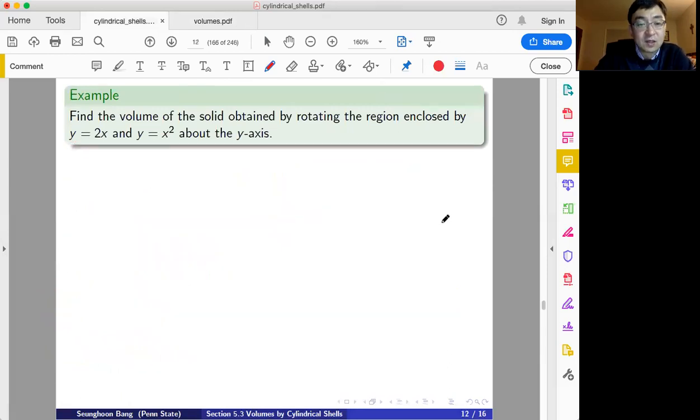Next problem, the same thing. You can define the intersection point and draw the graph, exactly the same as the previous example. We have x equals 2x.